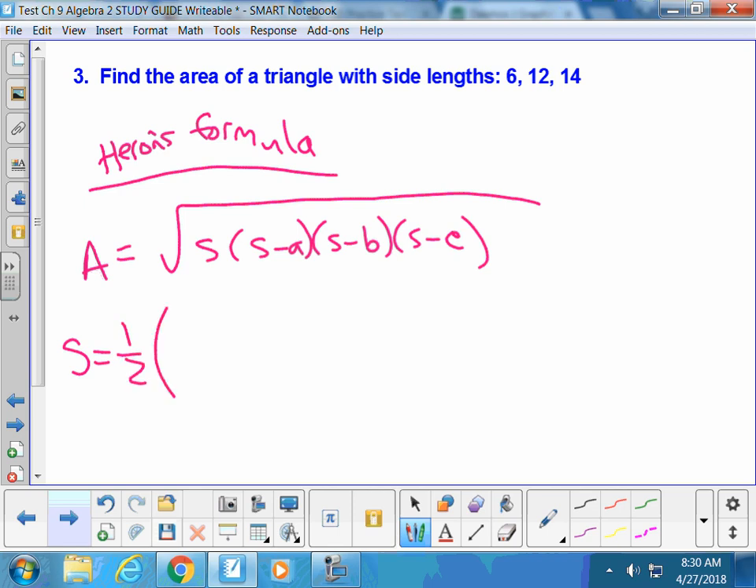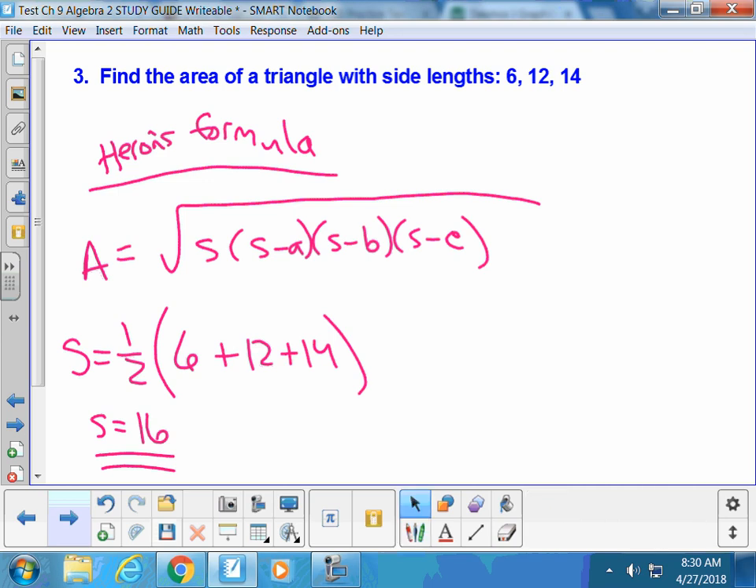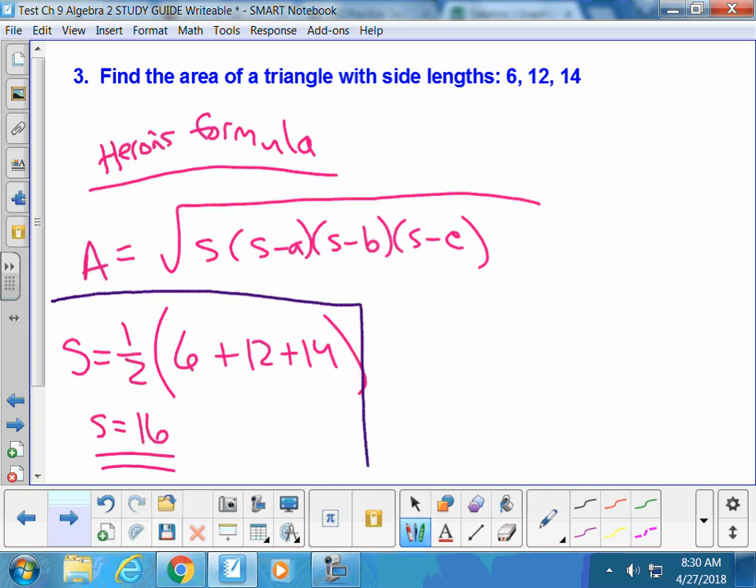So I'd do 1/2, and then I'm going to find the perimeter, 6 plus 12 plus 14. So 6 plus 12 is 18 plus 14 is 32. 32 divided by 2 is 16. So my half perimeter is a 16. It's a very important number to have to be able to use the formula. I'm going to put this down in the box.